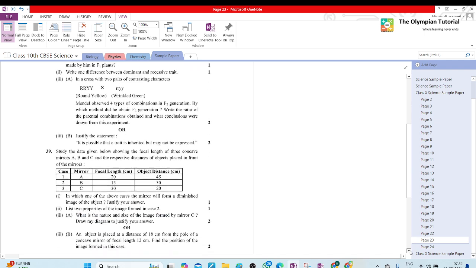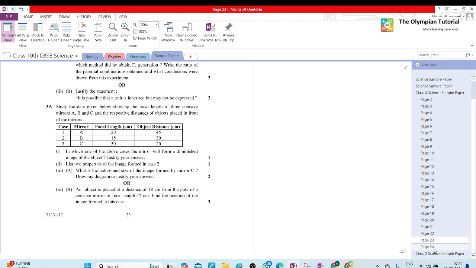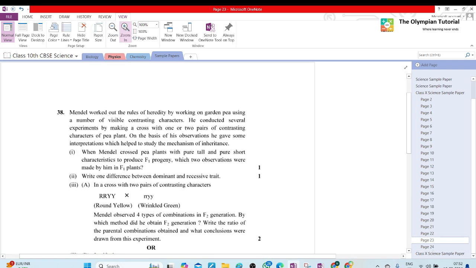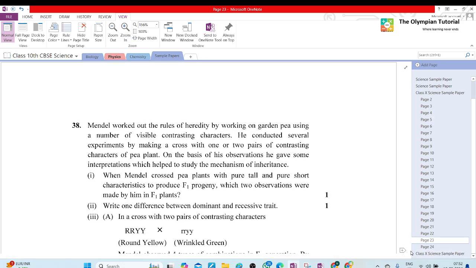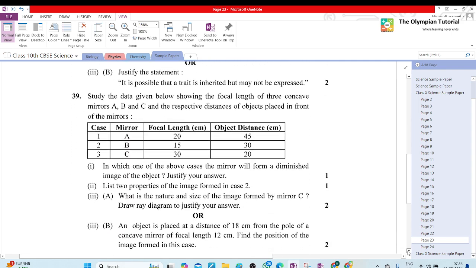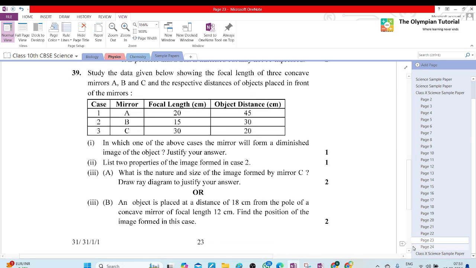This one, now 39, we have to solve. Read the question 39. Study the data given below showing the focal length of three concave mirrors A, B, and C and the respective distances of objects placed in front of the mirrors. In which one of the above cases will the mirror form a diminished image of the object? Justify your answer.